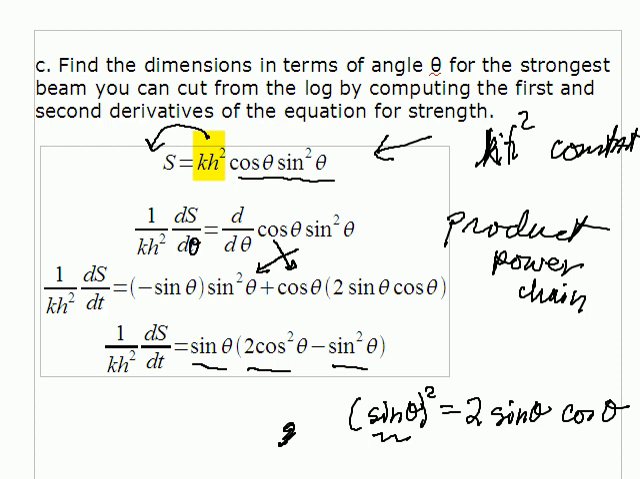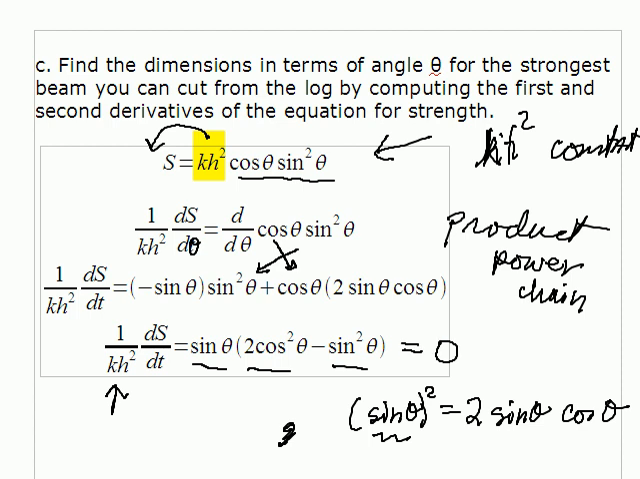Right, so this is my first derivative. My constants are sitting over here in storage, so to speak, and I get sine theta times, in parentheses, 2 cosine squared theta minus sine squared theta, and I'm going to set that equal to 0.